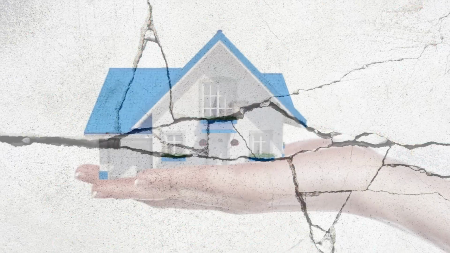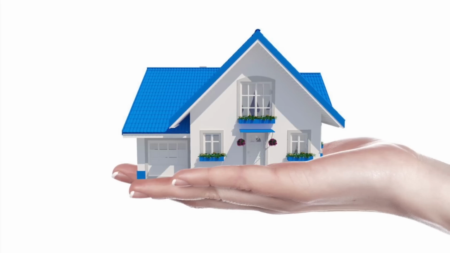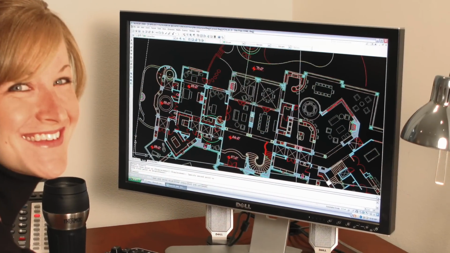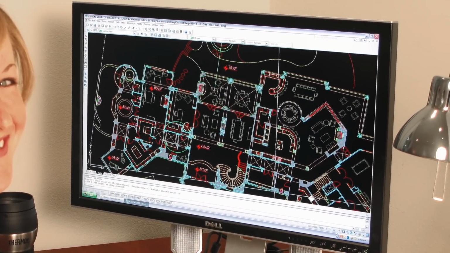Will the architect's liability be limited? Is the architect required to carry insurance? Or does the lender have any say over the architect's services?